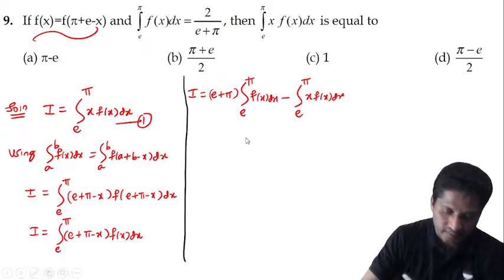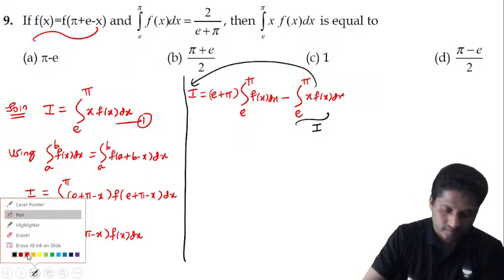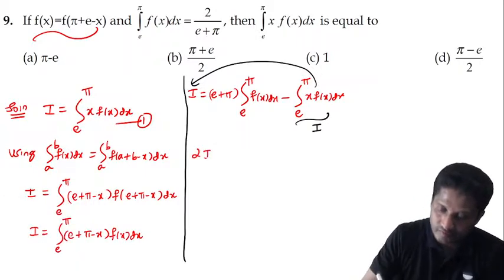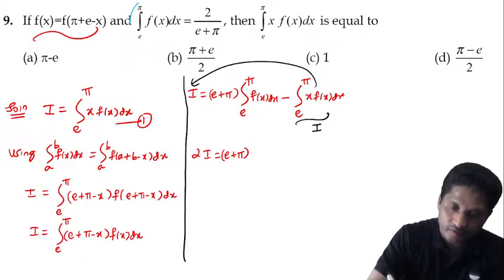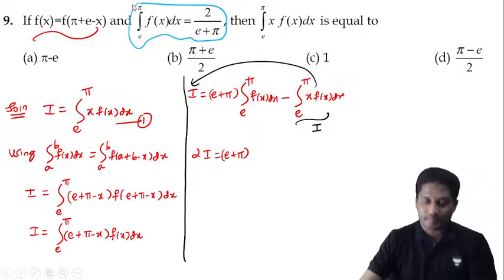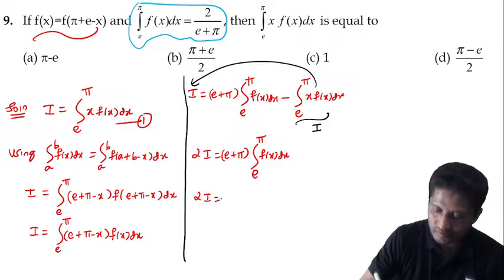This is the same as I, so shifting to the left side, it is 2I. 2I is equal to e plus pi. Now according to the problem, the integral from e to pi of f of x dx is 2 by e plus pi. So 2I is equal to e plus pi times the integral from e to pi of f of x dx.